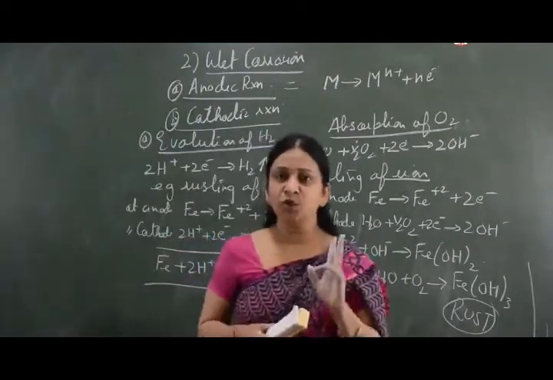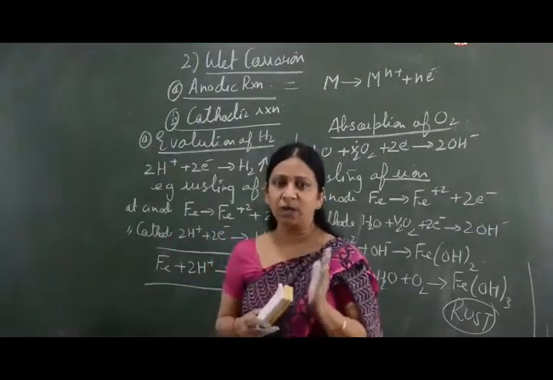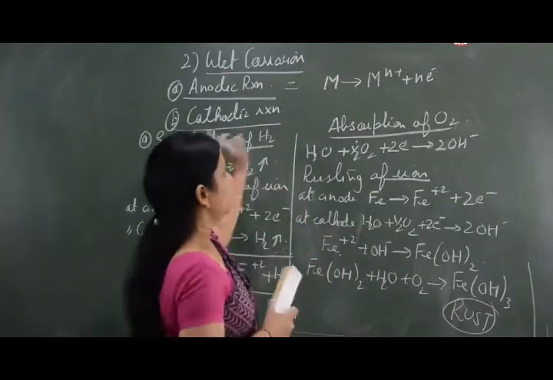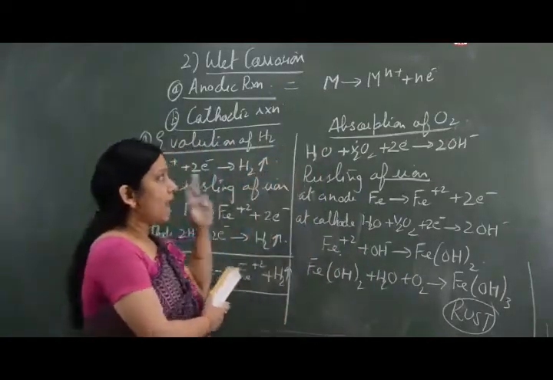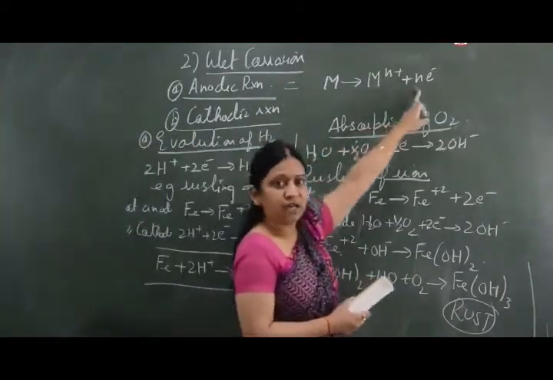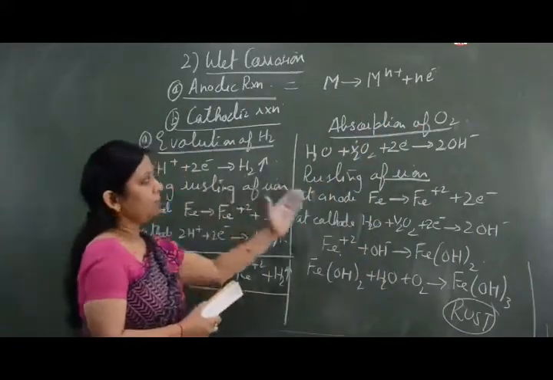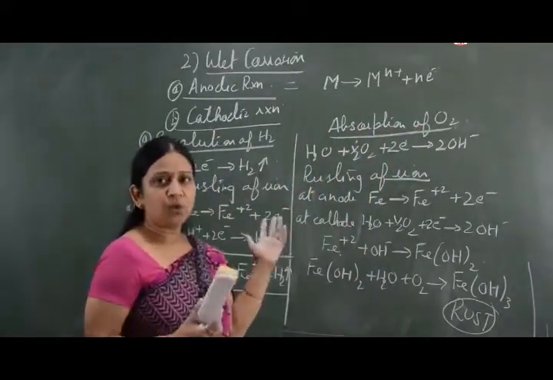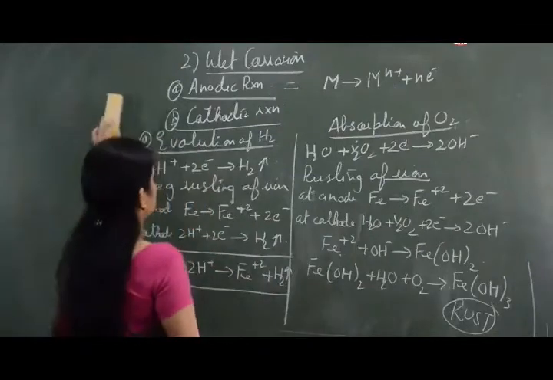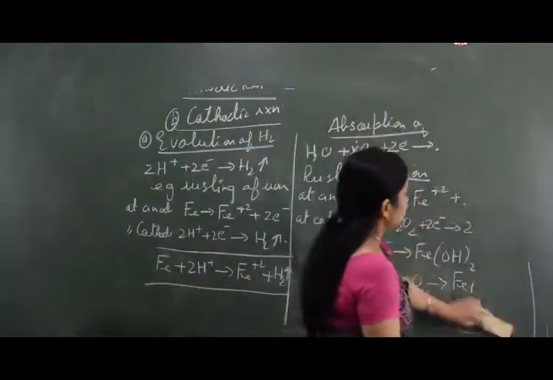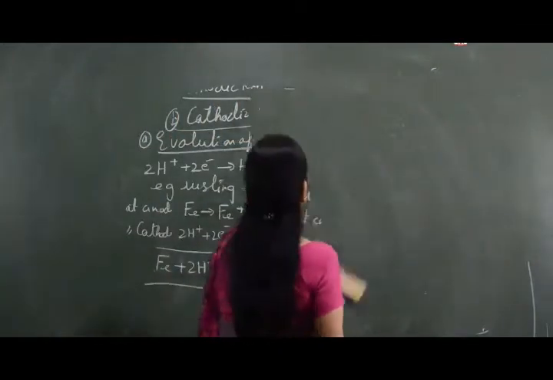Here we have two reactions, anodic and cathodic reactions. At anode we have oxidation, and the electrons which are released move to cathode, and depending upon the environment of cathode we have two types of reactions. And this wet corrosion is very important.